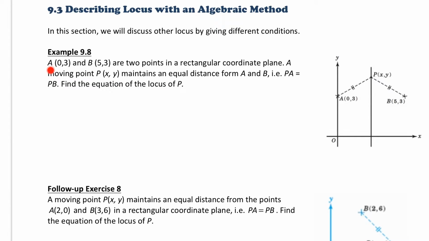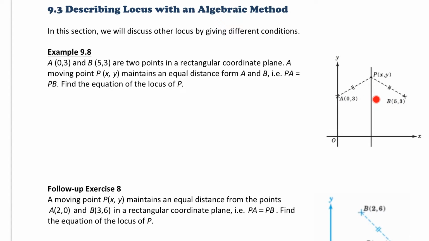With the question first, A and B are 2 points in the Cartesian coordinate plane. A moving point P maintains an equal distance from A and B. If you remember, if a moving point P maintains an equal distance from 2 fixed points, that is the perpendicular bisector of line segment AB, this is the shape of the locus. That means the locus of P is a straight line which is perpendicular to AB and pass through the midpoint of AB.